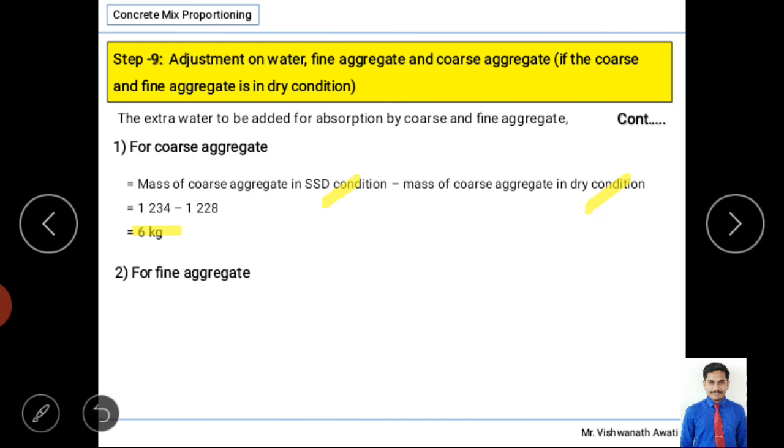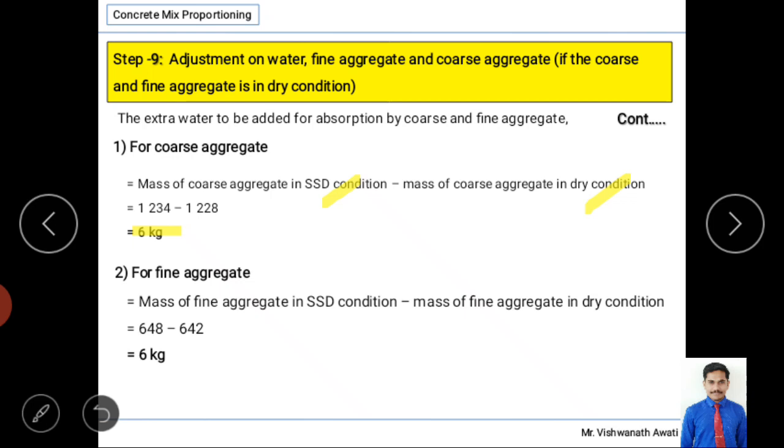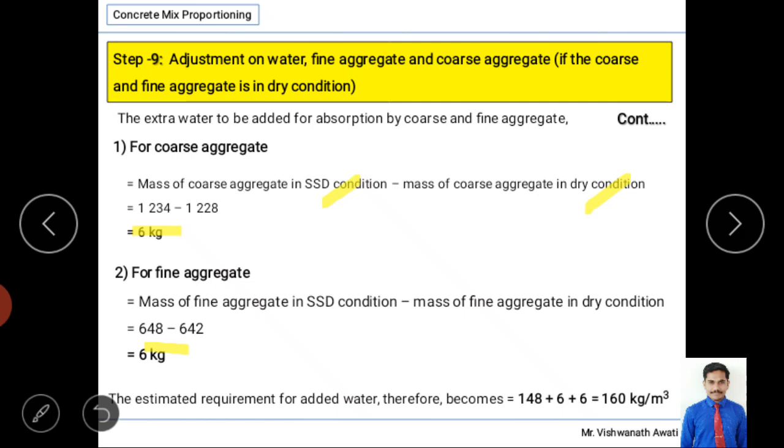Next is for fine aggregate. Here also the same formula: mass of fine aggregate in SSD condition minus mass of fine aggregate in dry condition, right? And if you substitute the values, you will get 6 kg here also. So 6 kg of water. Correct. So next is the estimated requirement of added water, which becomes 148 earlier. Correct, 148 kg per meter cube of water, and now 6 plus 6 means additional water added. So what is the total quantity of water required? 160 kg per meter cube.